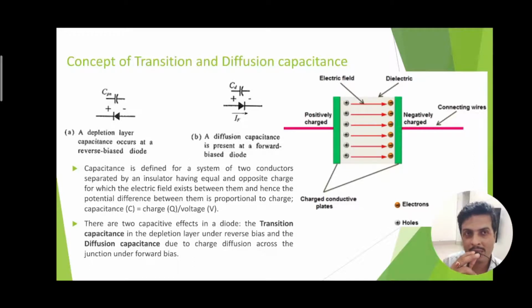Now there are two types of capacitance that can be observed from a PN junction diode due to two types of biasing. Sometimes the anode is positive with respect to the cathode, known as the forward bias, in which the capacitance observed is called diffusion capacitance. Another type is called transition capacitance, which is observed in the diode when the positive voltage is applied to the cathode and the negative voltage is applied to the anode, which is known as the reverse bias condition.